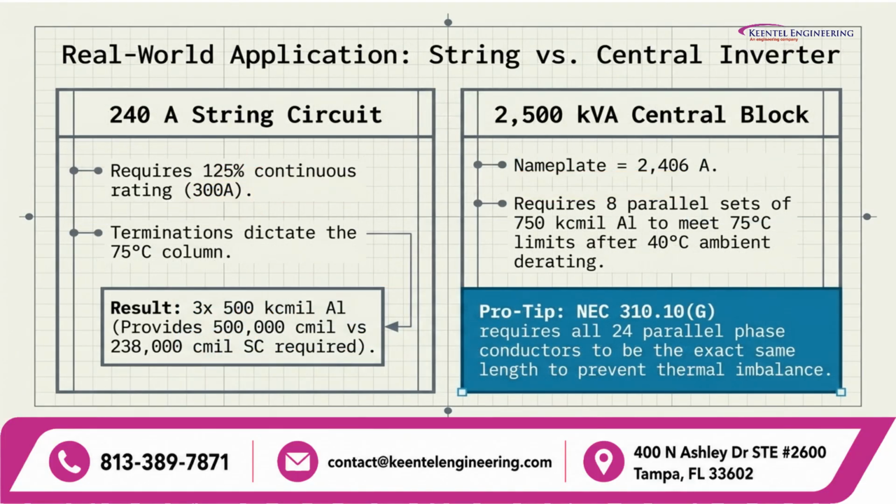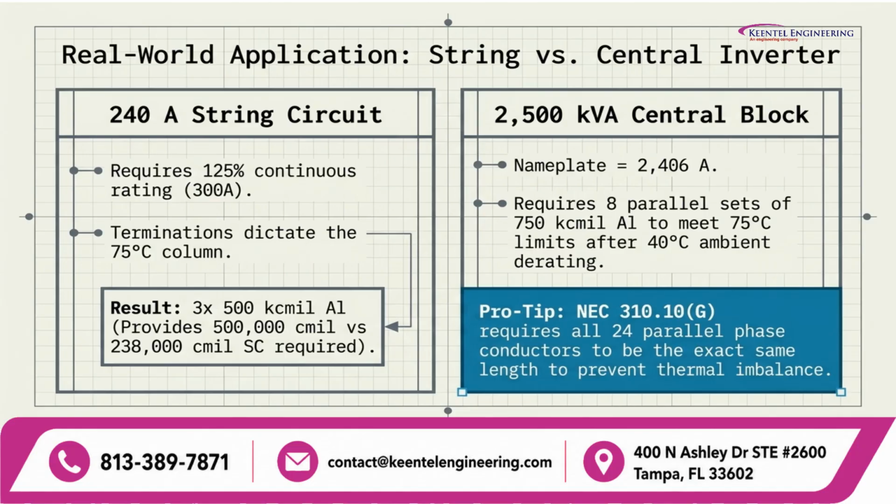Let's look at how these principles apply across inverter topologies. For a 240 amp string inverter circuit, the 125% continuous duty rule pushes the design target to 300 amps, leading to a 500 kcmil aluminum conductor that comfortably meets ampacity and short-circuit needs.